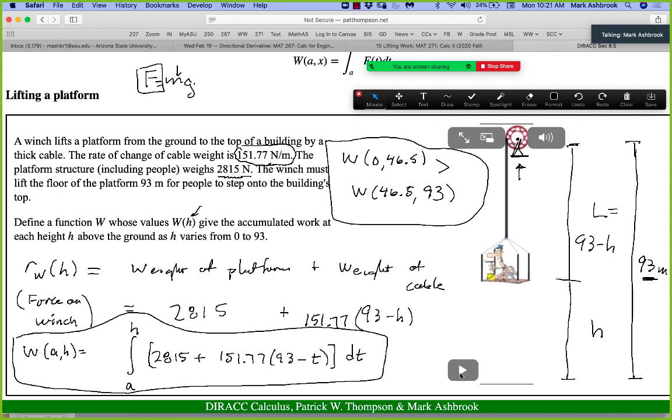Okay. Any other questions on this problem? So I just want to quickly look at one more example of emptying a barrel.